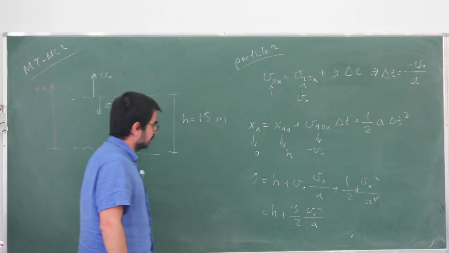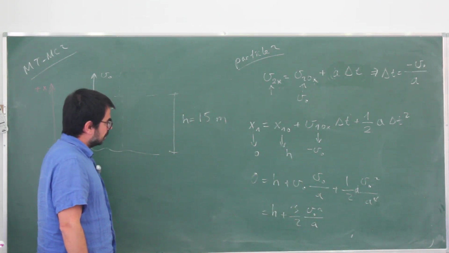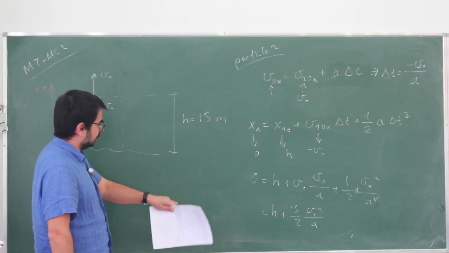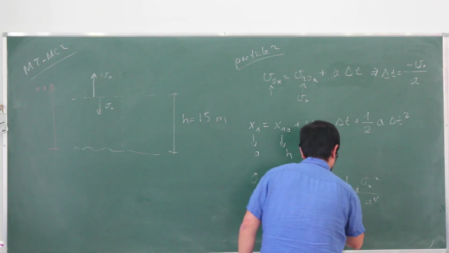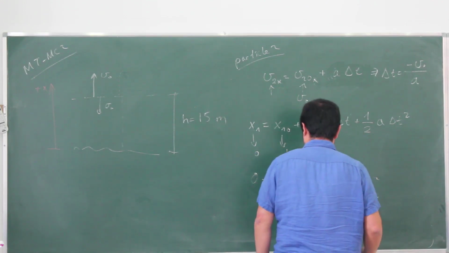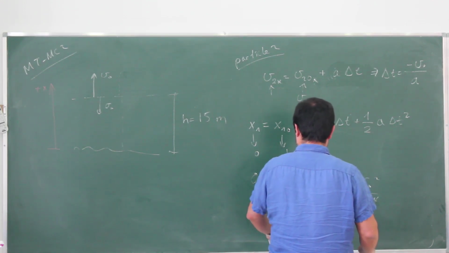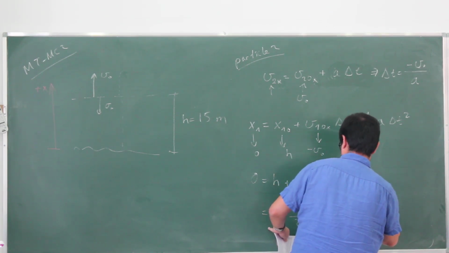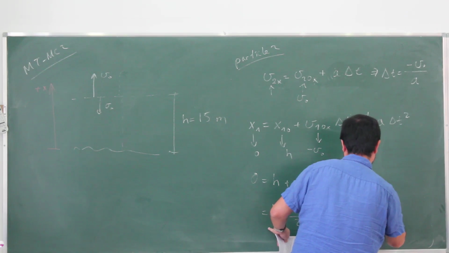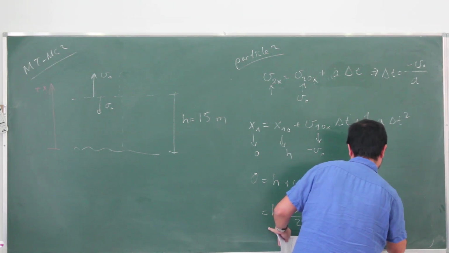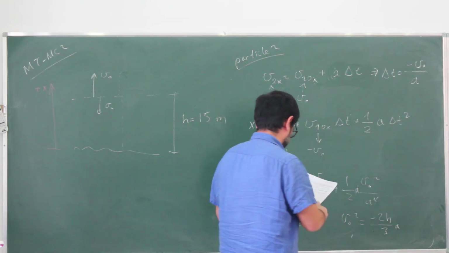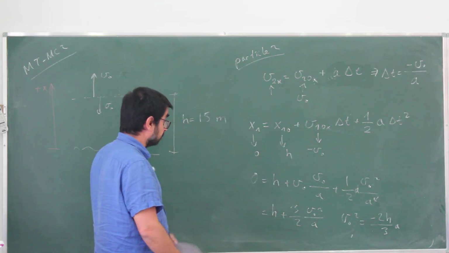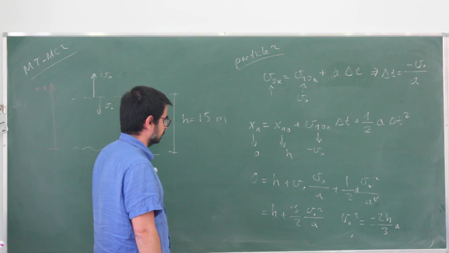Over a, and now v0 square is going to be minus h times 2 divided by 3 times a. So v0 square is going to be minus 2h by 3 times a. Is this right? Sure. Okay. Yeah, it is. It seems that this is the answer.